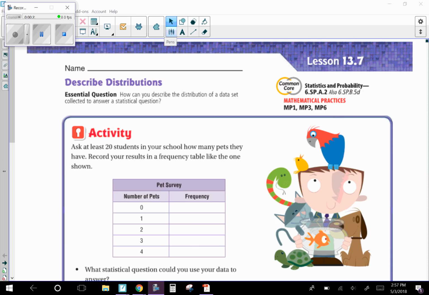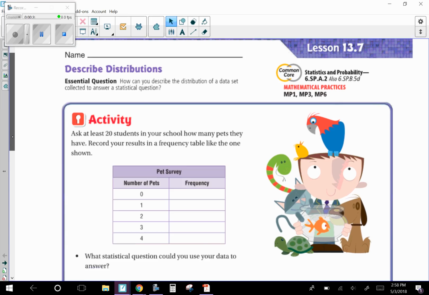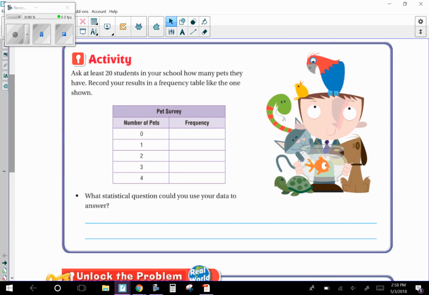Okay, so this activity says to ask at least 20 students in your school how many pets they have. Record your results in a frequency table like the one shown. So what I'm going to do is make up some numbers to work with, and then if your teacher wants you to, you can go through and collect your own data with 20 of the students in your class and use that to do your own. So for this lesson, you're going to do it with me, and then if your teacher wants you to, you're going to do it again with your information. But just write down what I have here.